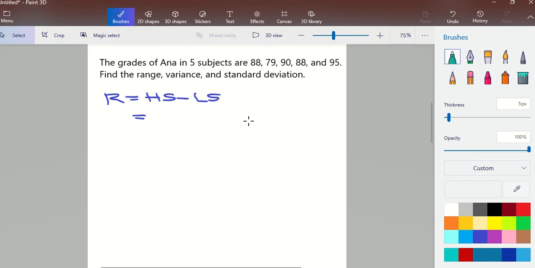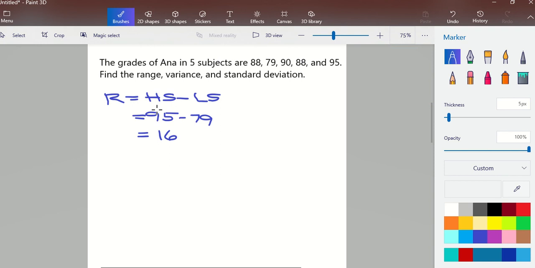Oops, we have to use the brush. Okay, so it's 95 minus 79. And the result is 16.